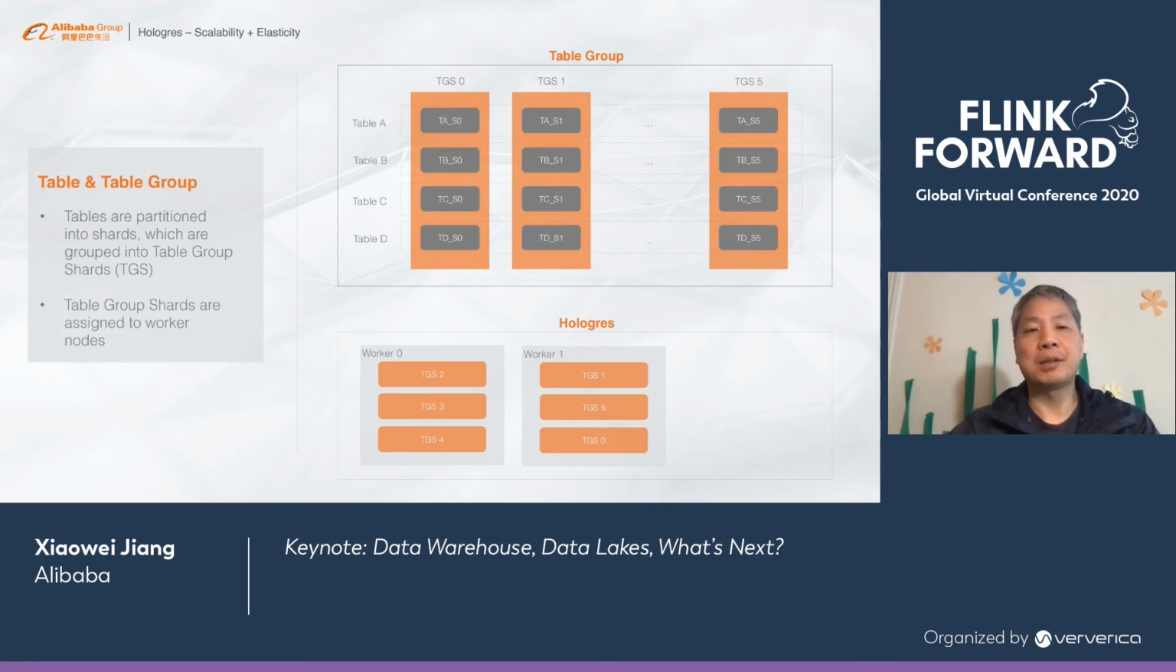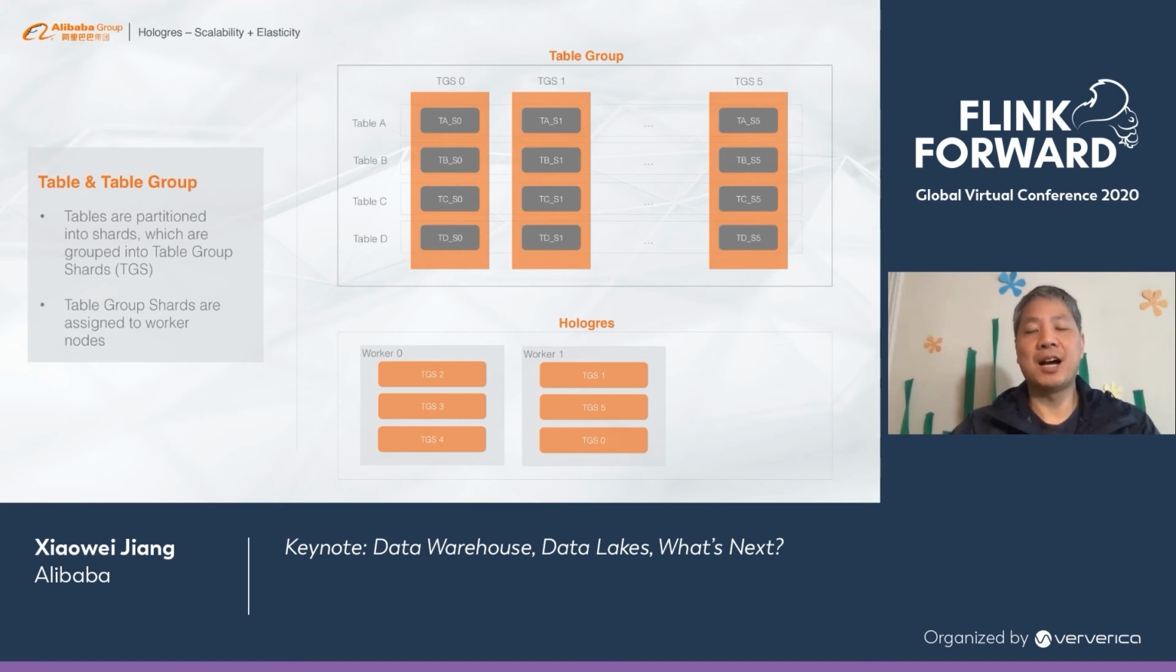The tables are partitioned into many shards horizontally. Several tables may be partitioned in exactly the same way, and when this happens, we will group these tables together as a table group. So as a consequence, a table group gets partitioned horizontally into table group shards. In this picture, we have table A, table B, table C, and table D. They form a table group, and this table group is partitioned into 6 table group shards.